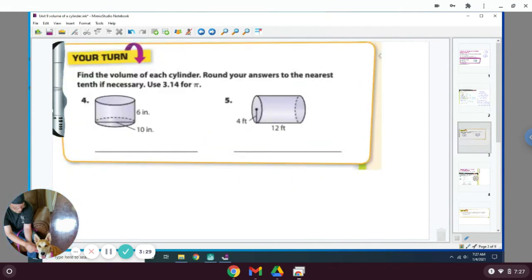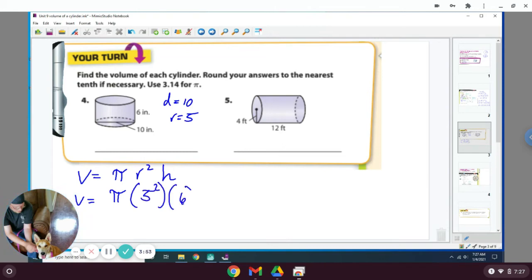All right, pause the video and try these. So number 4, they give you the diameter because it goes all the way across. The diameter is 10, so the radius is half of that, which is 5. So V equals pi radius squared times the height. Pi is just pi. Radius is 5 squared, and the height is 6. So you can do 3.14 times 5 squared, which is just 25, times 6, which is 471 inches cubed.